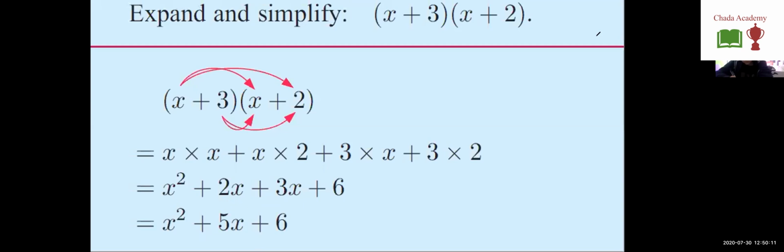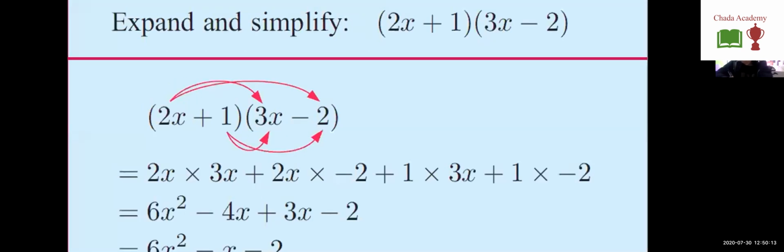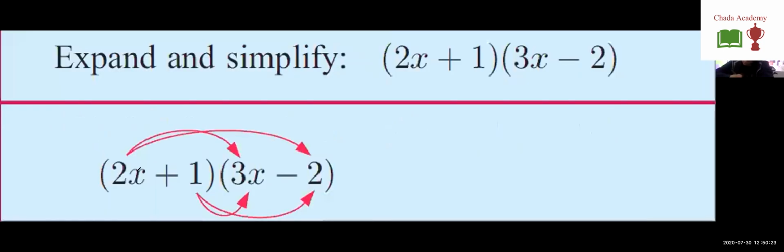Let's see this example too. Expand and simplify (2x plus 1) times (3x minus 2). Okay, just watch it. Also, we did the same thing. You don't have to do this one, just watch it. (2x plus 1) times (3x minus 2).